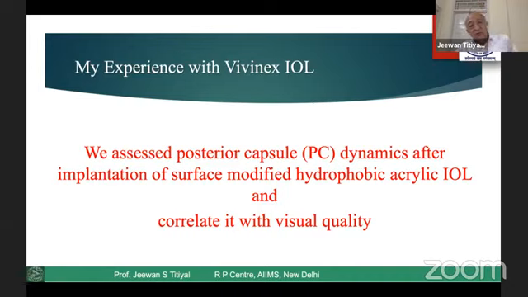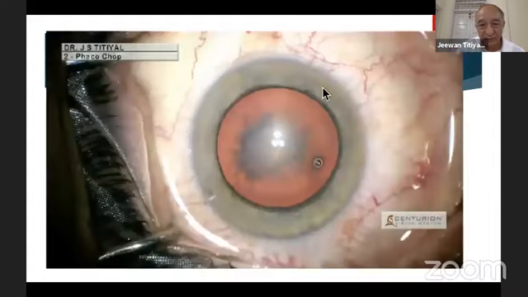Let me talk about my own experience with the Hoya lenses, where we looked into the posterior capsule dynamics towards the posterior surface of the IOL with these lenses in the long term, and correlated that to the quality of vision in these patients subsequently.